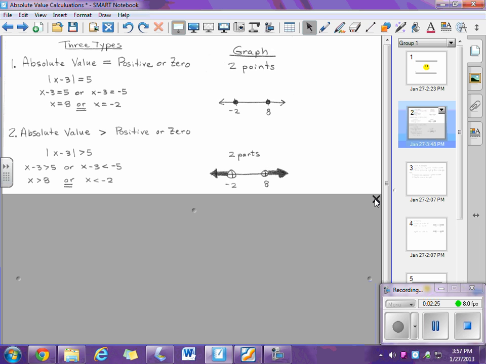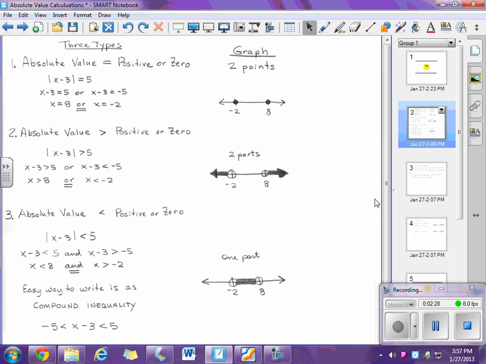Here's our third example. Absolute value is less than a number that's positive or 0. In our example, I've got x minus 3, the absolute value, is less than 5. Less than is different from the other two. We're going to use an and here.